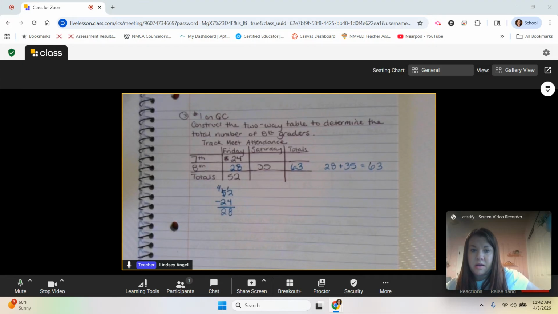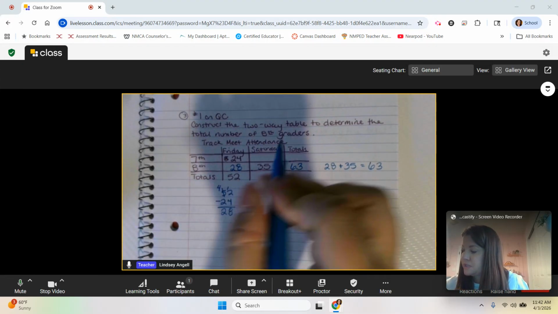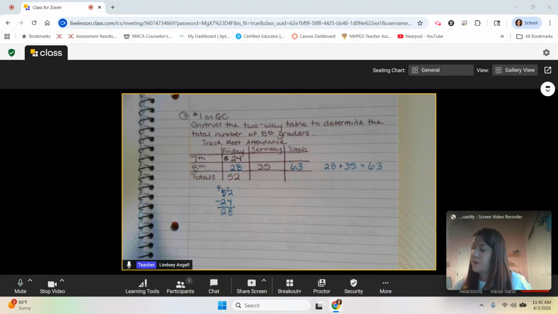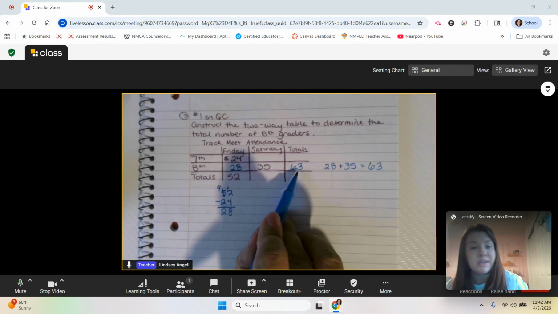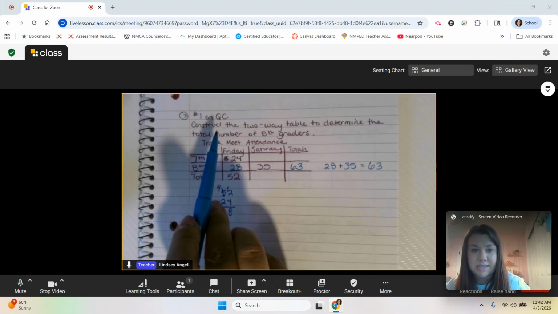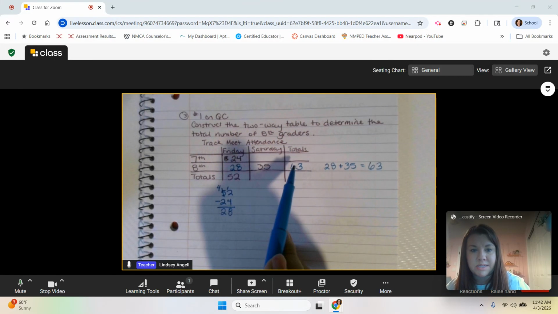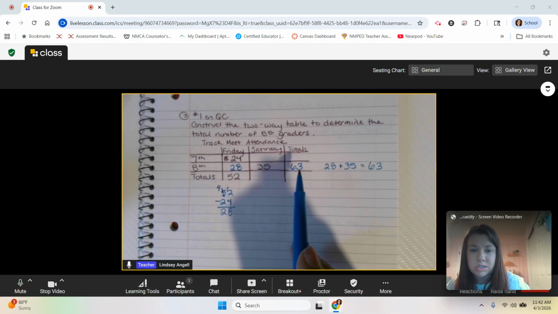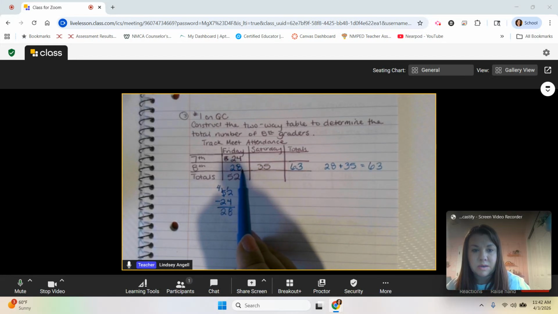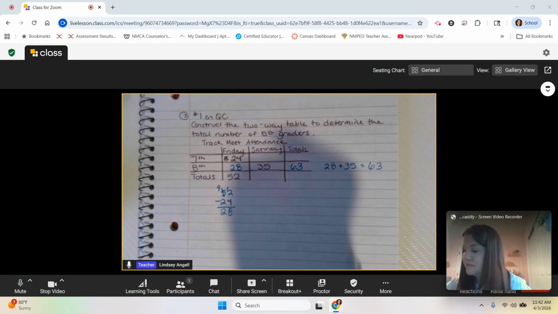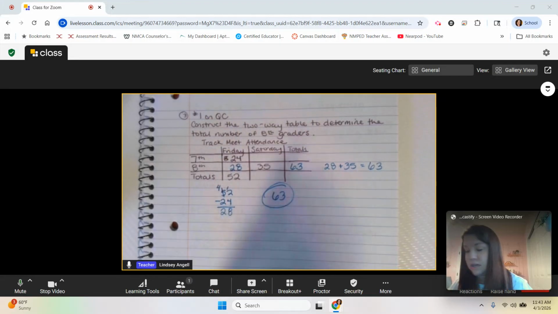Well, let's see. Oh, and that's all we needed. We didn't even need to fill in the rest of the chart because look, it said construct the two-way table to determine the total number of 8th graders. Well, that's what we found. We found the total number of 8th graders. So we don't even need to do anything else. This was all we needed, right? So we figured out how many 8th graders were there on Friday. We already knew the 8th graders on Saturday, giving us a total of 63. So that is your final answer.